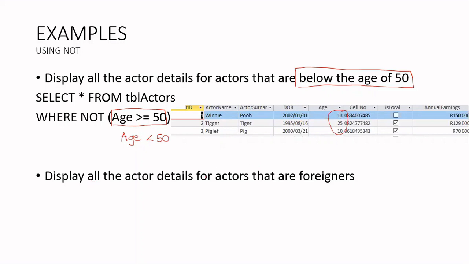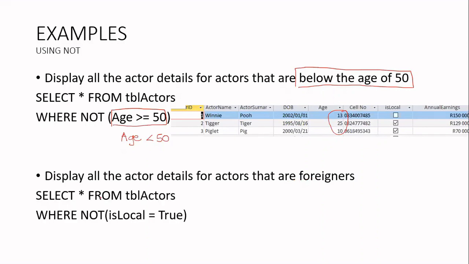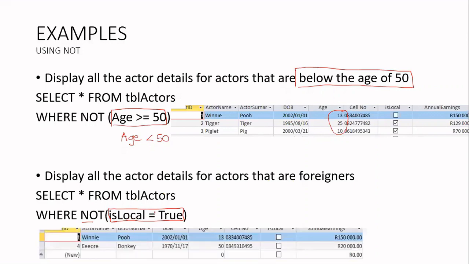Display the actor details for actors that are foreigners. We can use not in a similar manner. The opposite of foreigners are locals. So we could select star from TBL actors where is local equals true. That means they are a local. And not means simply is local equals false. And that would then display all the actors who are foreigners.